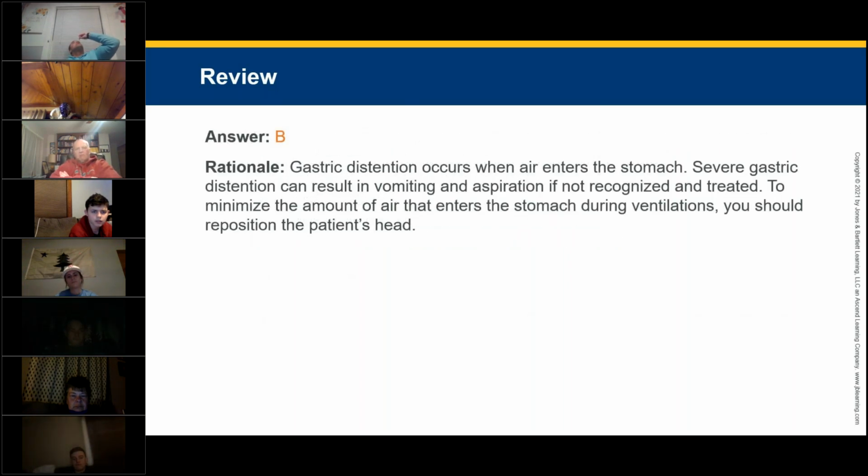Very good, B. So when you start to see that gastric distension, the first step is to try opening their airway and making sure that that air has a way to dispel.